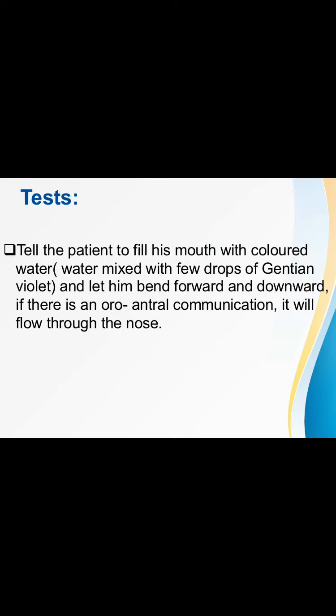The tests: tell the patient to fill his mouth with colored water. Colored water we prepare with water mixed with a few drops of gentian violet and let him bend forward and downward. If there is an oroantral communication, it will flow through the nose. If communication exists, there will be passage of air through the tooth socket and bubbling of blood in socket on blowing air.